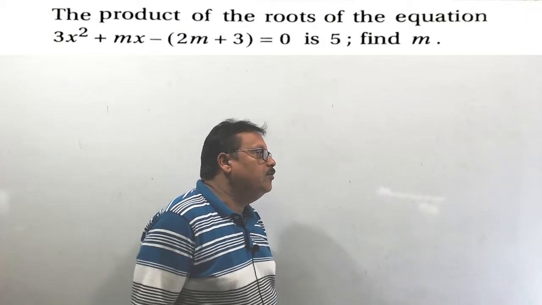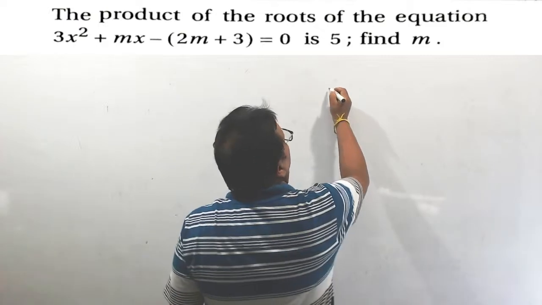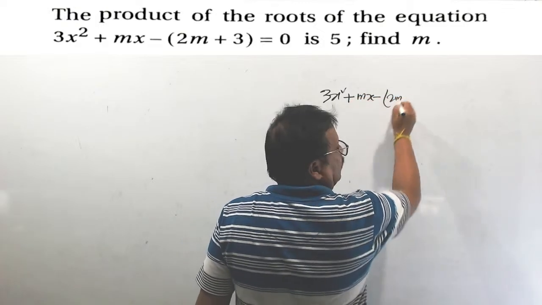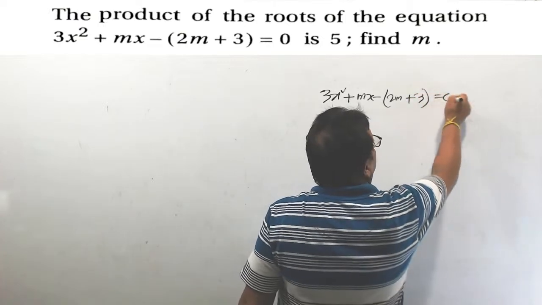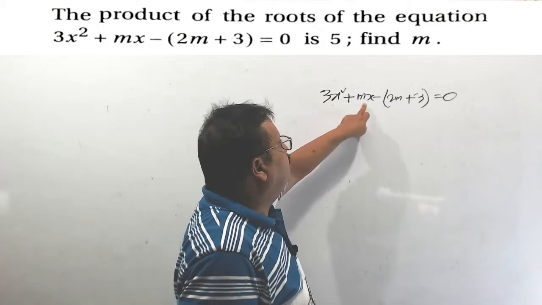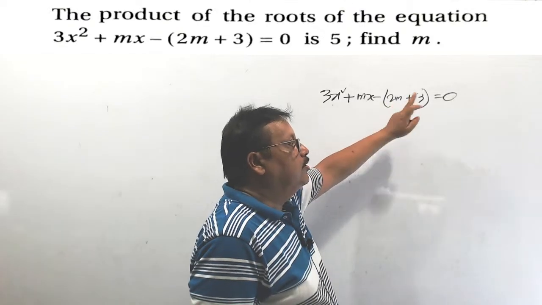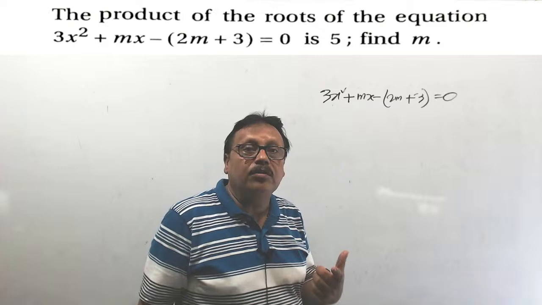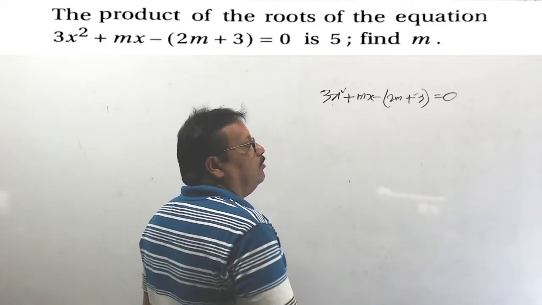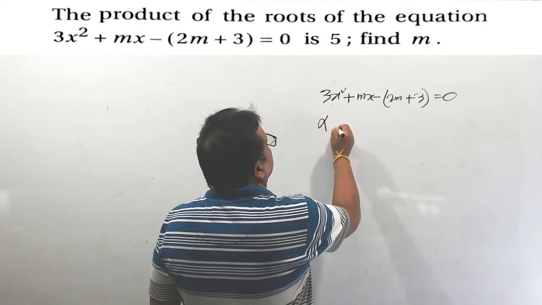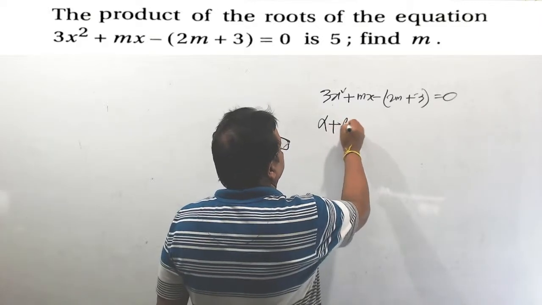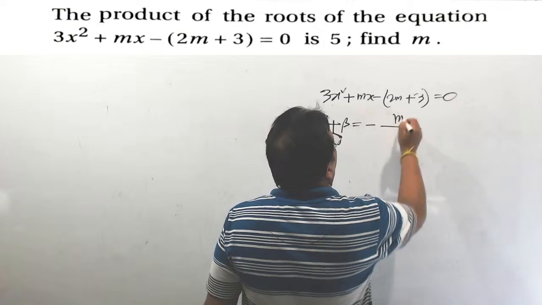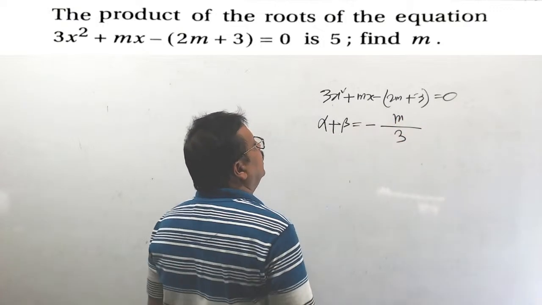The product of the roots of the equation. First, you write the equation: 3x square plus mx minus 2m plus 3 equals to 0. Okay, what is given? The product of the roots of this equation is 5. Product of the roots. So how many roots? Alpha, beta. Okay, you have to find the value of m. So alpha, beta be the roots. So what is the sum of the roots? Alpha plus beta is equal to what? Already we learned. Minus b by a. What is b? Here m. What is a? Minus b by a. And what is the product of the roots?